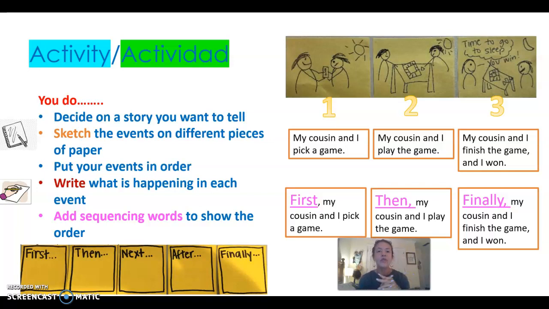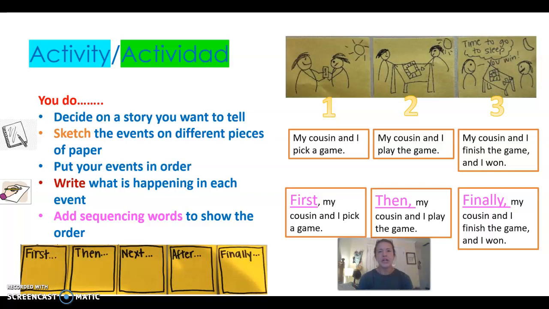And then for each of those events or each of those pieces of paper, you're going to use words and write what's happening in each event. And then the very last thing you're going to do is go in and add sequencing words to show the order of the events of your story.